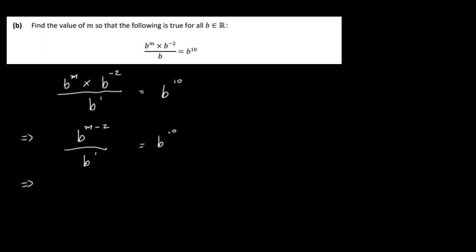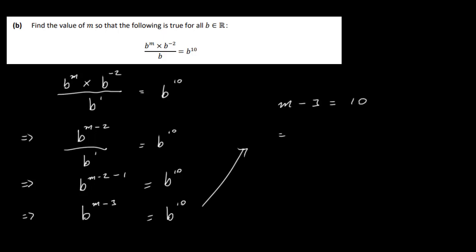Right, so we have b to the power of something divided by b to the power of something, so what do we do to the 2 powers? We subtract them. So this is equal to b to the power of m minus 2 minus 1, is equal to b to the power of 10. This will give us b to the power of m minus 3 is equal to b to the power of 10. Now when you have b to the power of something equals b to the power of something, that just means that the two powers are equal. So that means m minus 3 is equal to 10. So finally then if we add 3 to both sides, that gives us m is equal to 13. Okay, and that's it for this question, question 7.